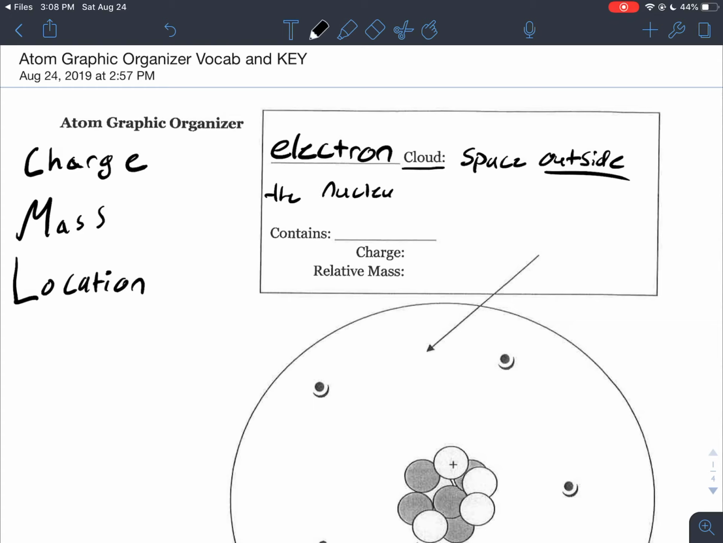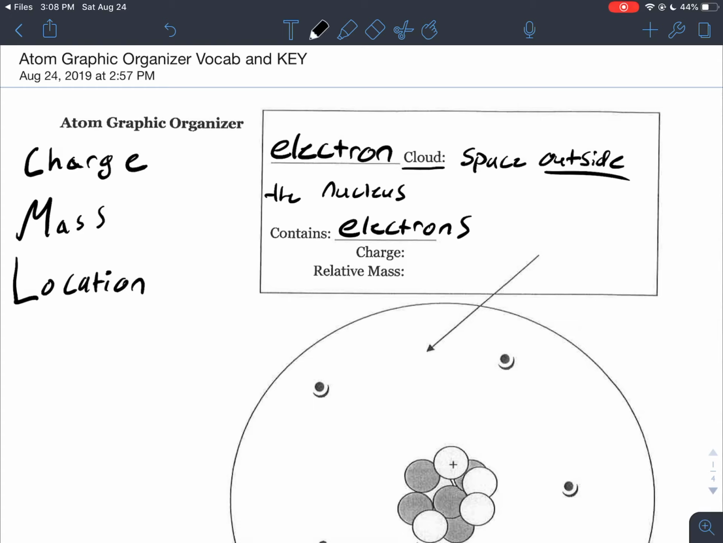The nucleus is the center of the peanut M&M. It's that peanut. That is the nucleus. The cloud is the chocolate that surrounds it, okay? Next up, I gotta tell you what is inside of the electron cloud. This one's obvious. It is electrons. It's in the name. If you know the name, you know what's inside of it.